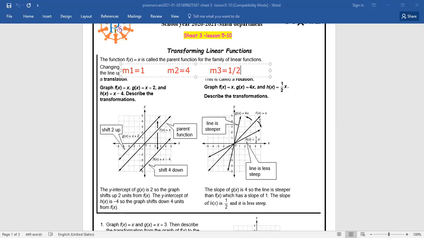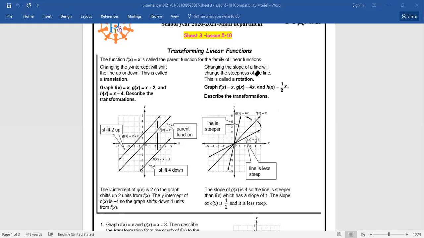If the slope is greater than 1, we say that this one is steeper. It's closer to the y-axis. Do you see the y-axis? When g of x equals 4x, the slope becomes bigger than the parent function, so it will be steeper. And vice versa, if the slope is less than 1, then it is less steep. So which transformation? This one is rotation.